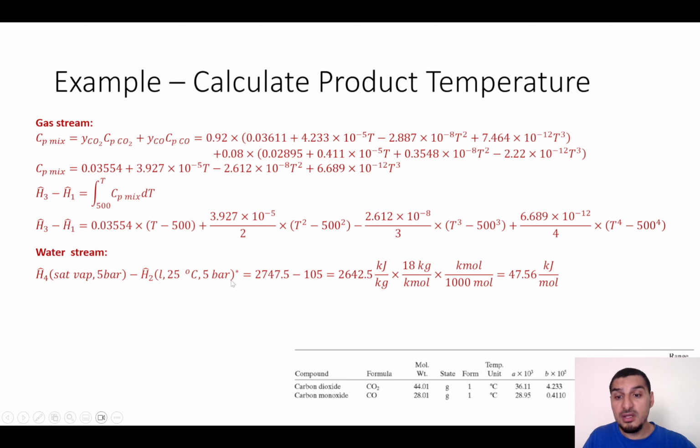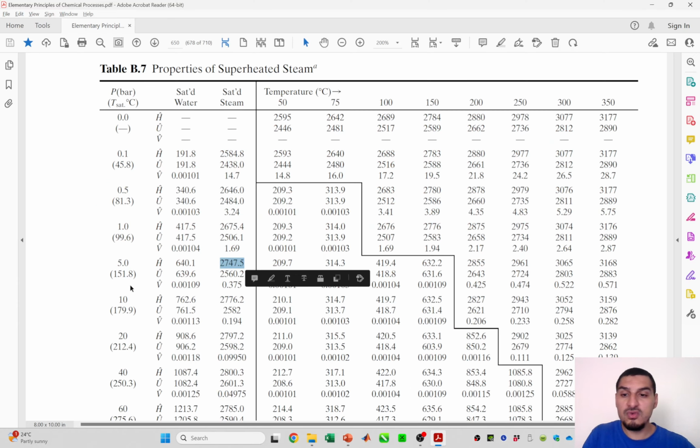And now we have hydrogen. This is H2, I'm sorry. It's liquid at 25 degrees Celsius and 5 bars. If you go here, of course, 25 degrees Celsius and 5 bars, the saturation temperature is 151. So 25 Celsius is liquid, subcooled liquid. So it should be somewhere here. The minimum temperature that we have is 50. So we cannot do interpolation.